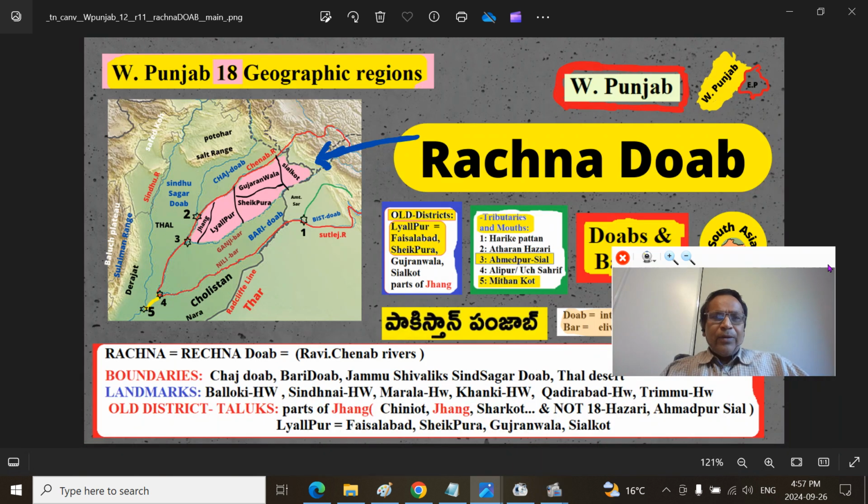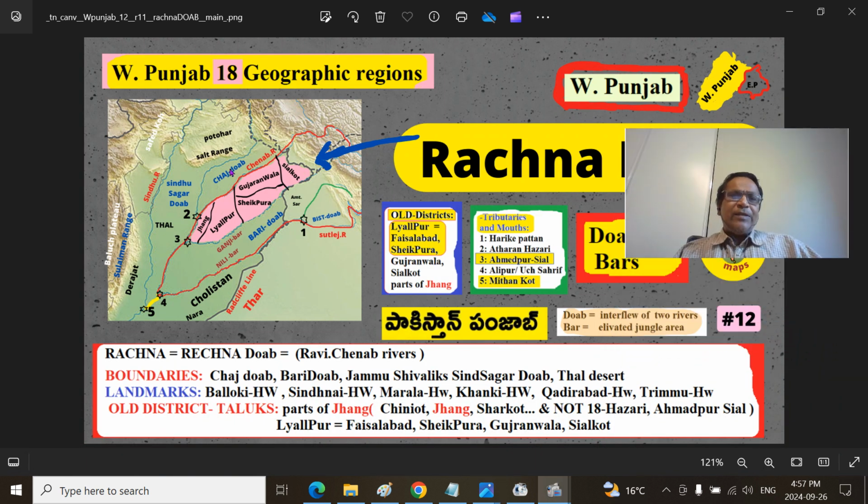So that is the, if you talk about this red marks Rachna Doab, boundaries: the northern part we have the Chaj Doab or Jech Doab, that is the Chenab River and Jhelum River. Then we have the southern part, Bari Doab, that is the Beas River, later settled, that is the Ravi River, Bari Doab. And the northern part is the Jammu Sivaliks, where the Jammu Tawi River comes.